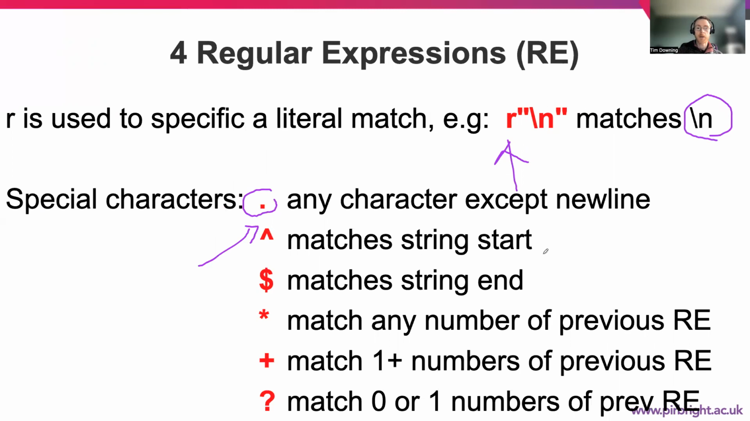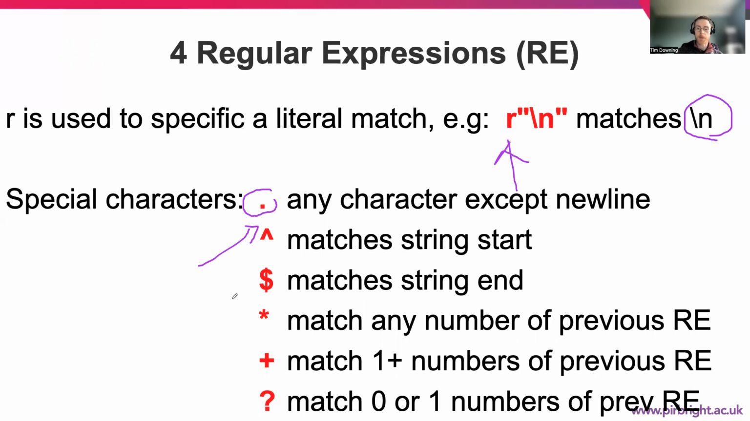Circumflex matches the string start. Dollar sign matches the string end. Asterisk matches any number of the previous regular expression, so that can be from 0 up to infinity. Plus is the same, except it has to find at least one instance of that exact regular expression, from 1 to infinity. And the question mark finds either 0 or 1 of that regular expression.